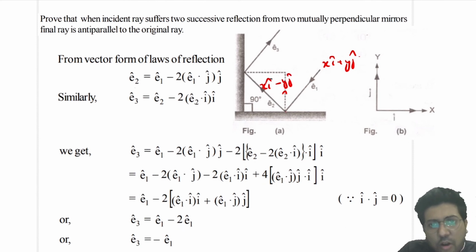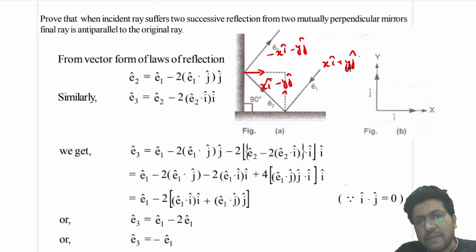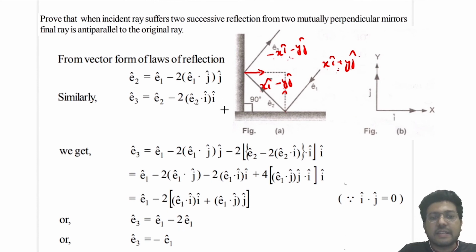But now the normal is along the x-axis. So this time the x component will get reversed. So here you will write minus xi cap minus yj cap. This will get reversed. This will remain same. Okay. So from here also you can see that this is xi cap plus yj cap and this is minus xi cap minus yj cap. Okay. From here again these two vectors are anti-parallel.